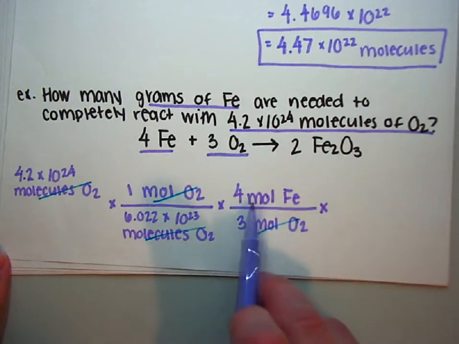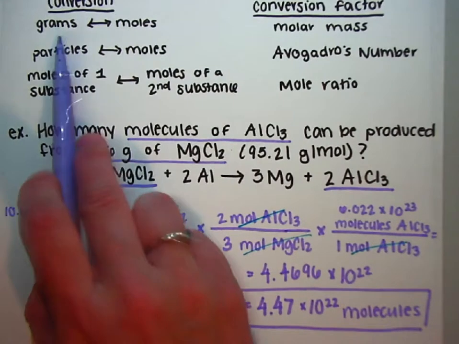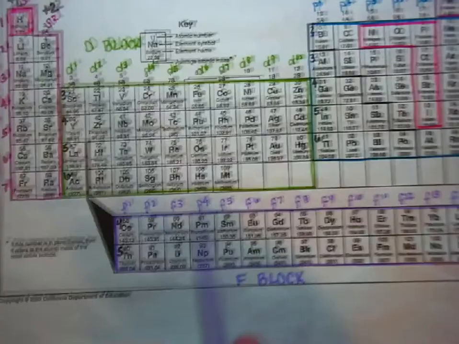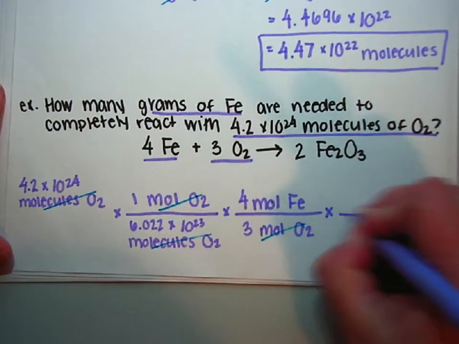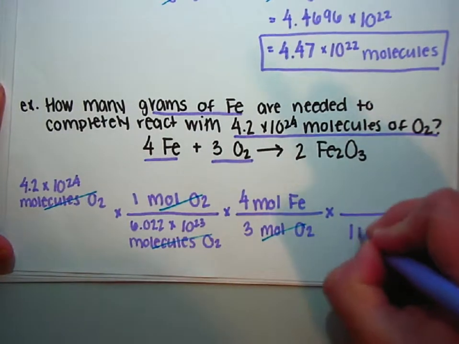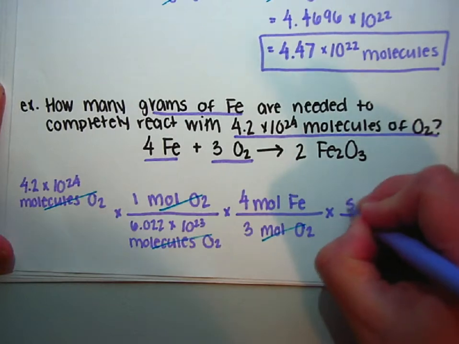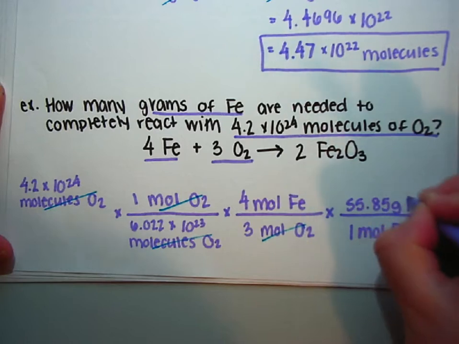Lastly, I'm at moles of iron, but I need grams of iron. If I'm going from moles to grams, I need the molar mass. This one doesn't give me the molar mass, but I can find it on the periodic table. Iron is 55.85. In every 1 mole of iron, there are 55.85 grams.